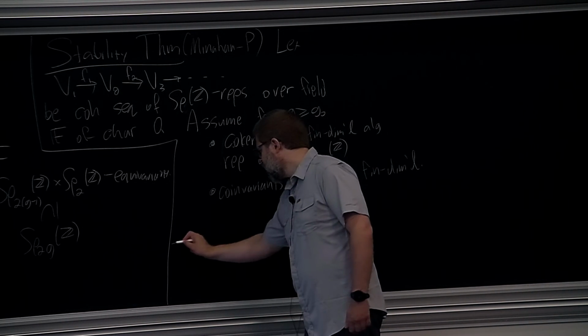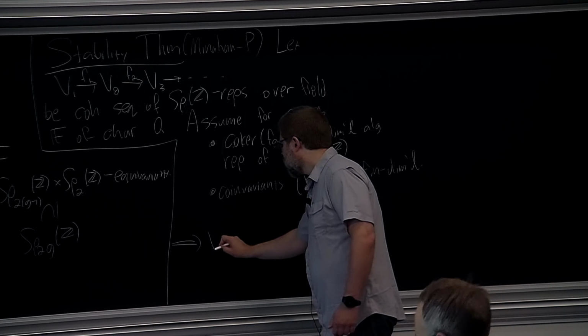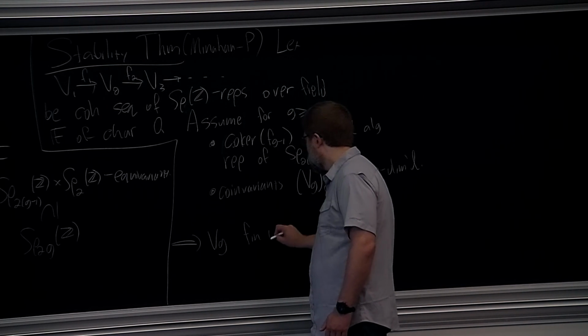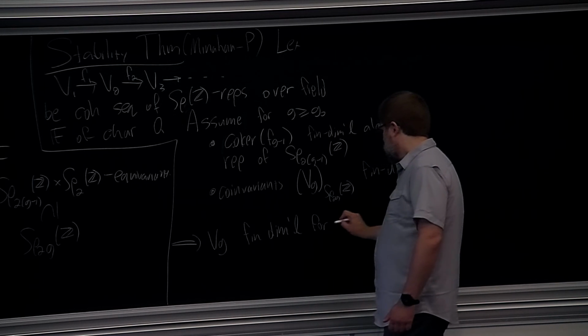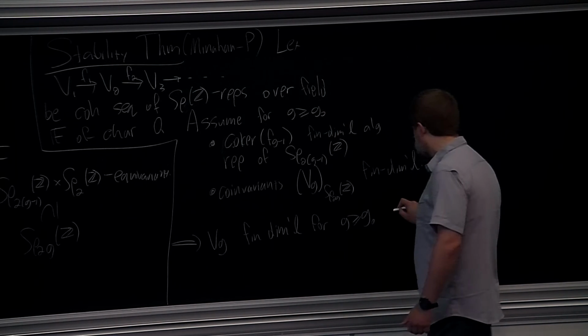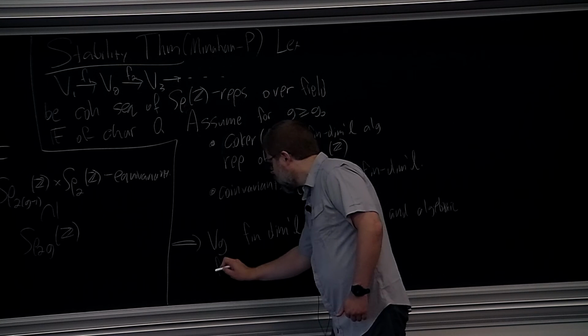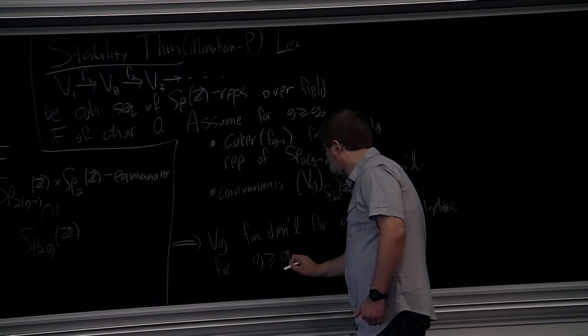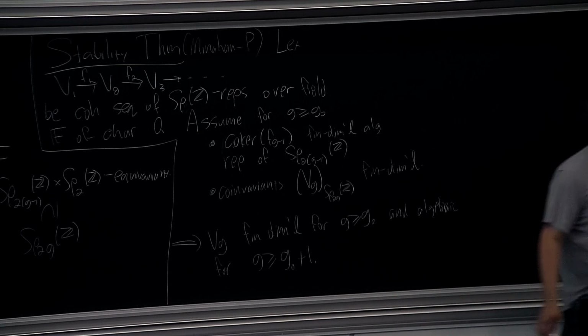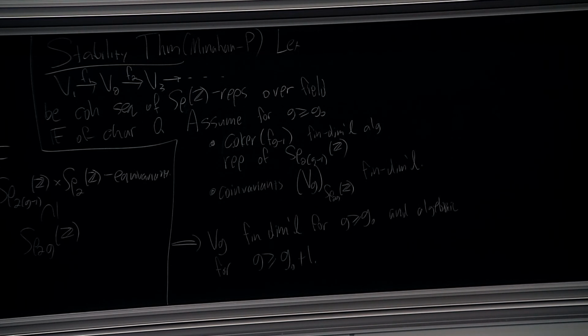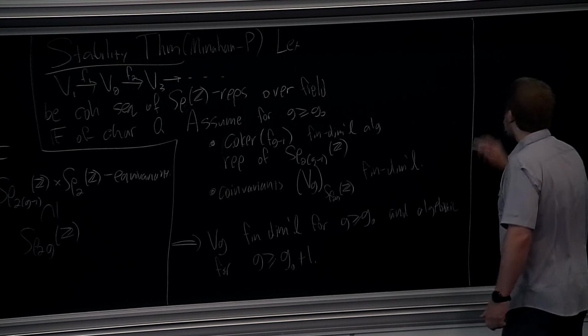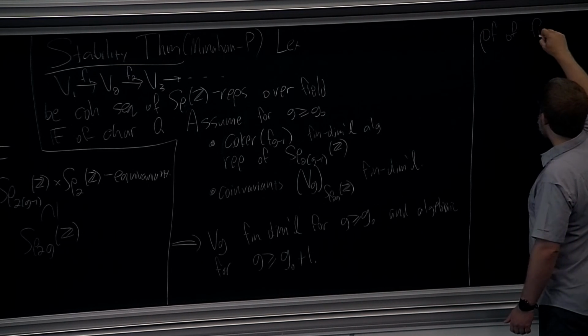And so the conclusion then is that V sub g is finite dimensional for g at least g naught, and algebraic for g greater than or equal to g naught plus 1. Okay, so this is the stability theorem I stated at the end of last time. So are there any questions about this? Hopefully I've gotten the indices correct this time. I'm not going to prove the representation theory part, but I'm going to prove, so here is the proof of finite dimensionality.